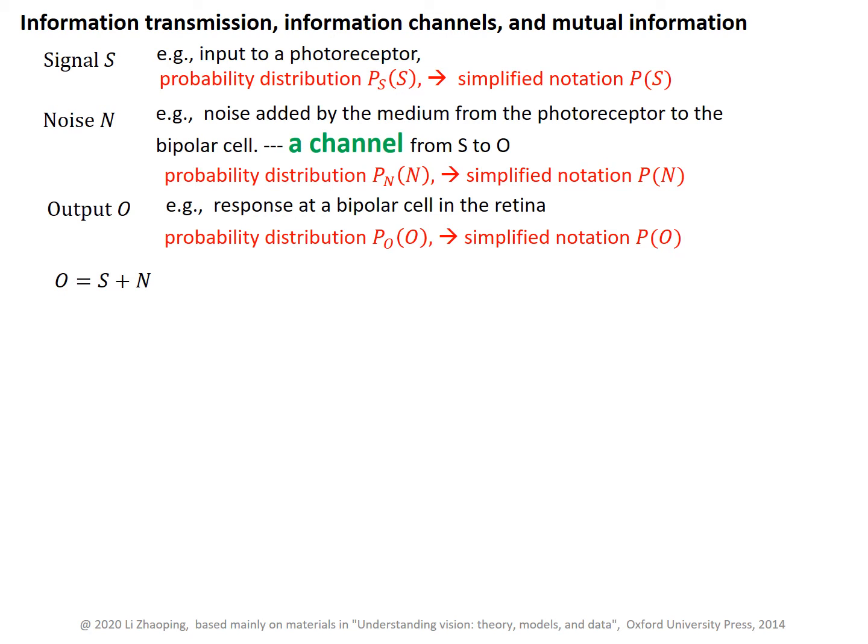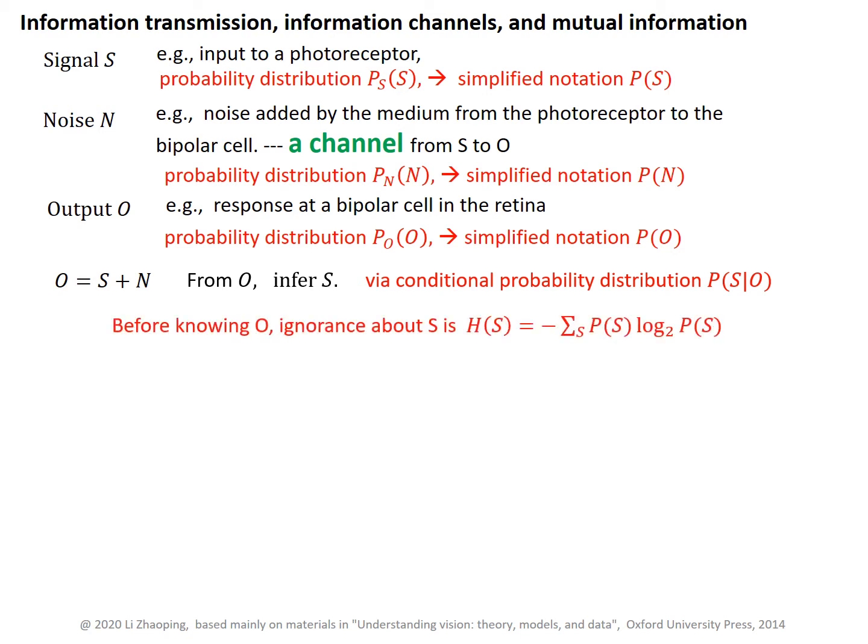From observations O, we can infer S by this conditional probability distribution, the probability of S given O. Before we observed O, we knew nothing about S, so our ignorance about S is measured by this entropy H(S), which is determined by the original or marginal probability distribution of P(S). For example, if S is an integer within the range between 5 and 255, then H(S) could be up to 8 bits, and it is 8 bits if all these integer numbers are equally likely.